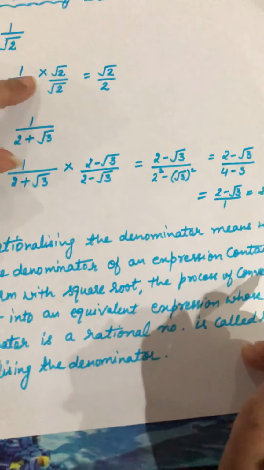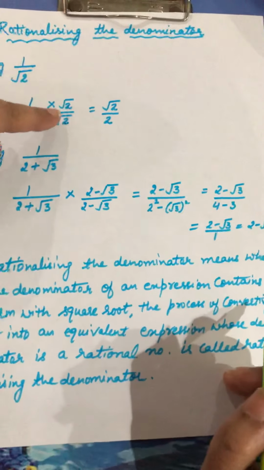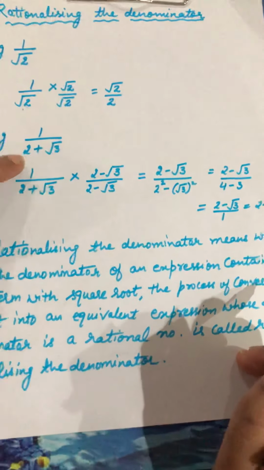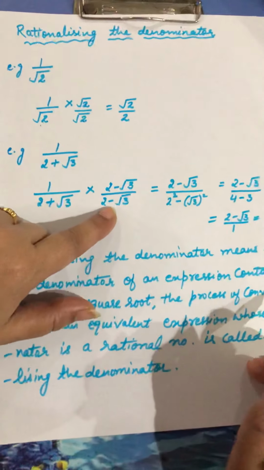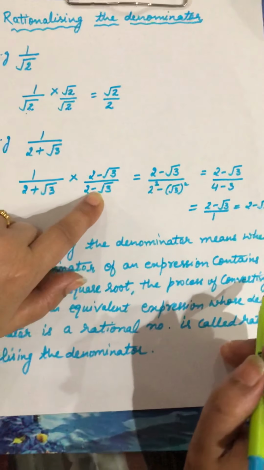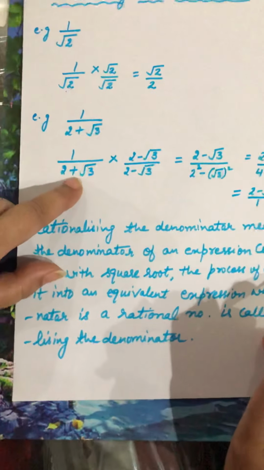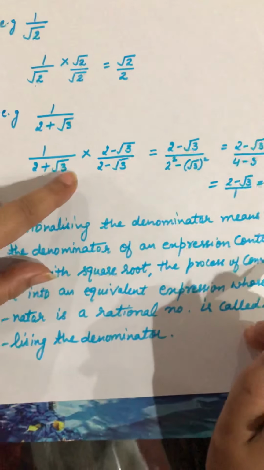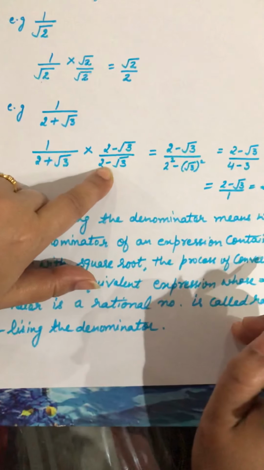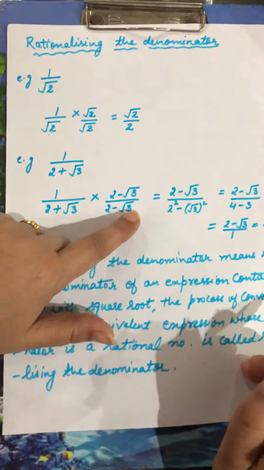When the denominator is a monomial term, only one term is there, then the rationalizing factor is the same number in square root. And if it contains two terms, if there is a plus sign in between the two terms, you have to rationalize with a negative sign. If there is a minus sign in between the two terms of the denominator, then we have to multiply and divide by plus sign between both the terms.